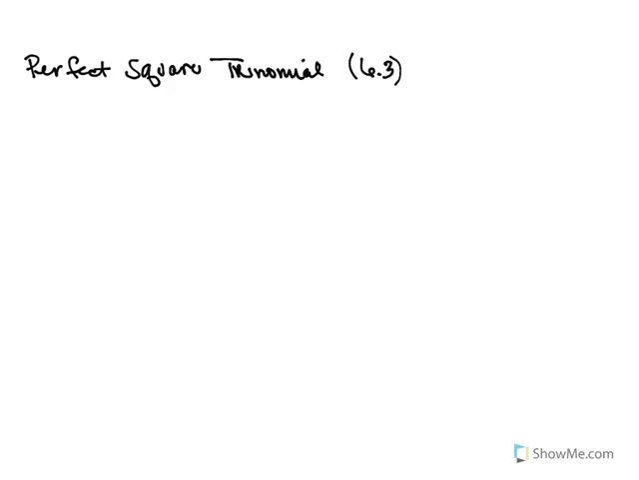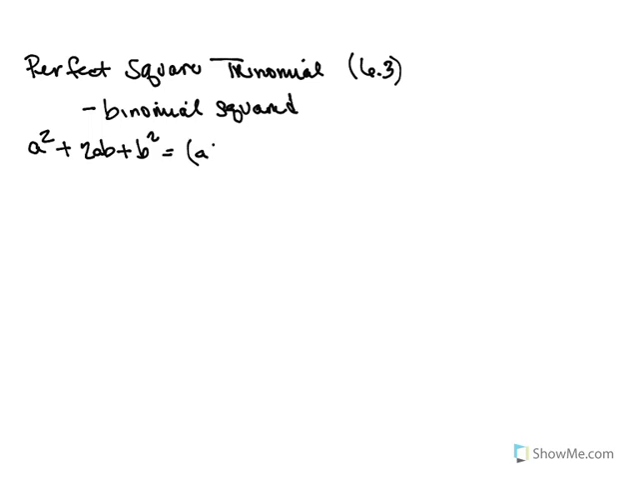Okay, so a perfect square trinomial, this is in section 6.3, is basically a binomial squared. Perfect square trinomials are always of the form a squared plus 2ab plus b squared, so it would factor into (a plus b) squared. A squared minus 2ab plus b squared equals (a minus b) squared.